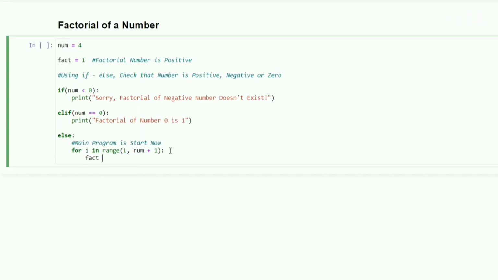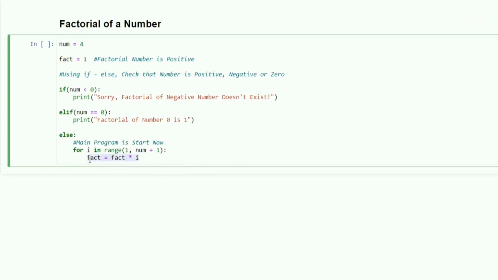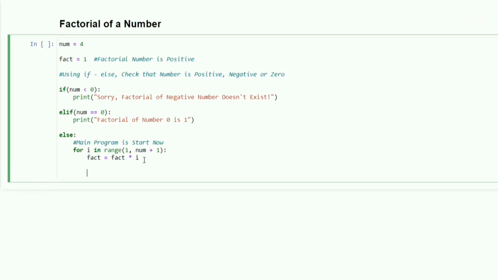Now this is the main formula of factorial: fact equals fact multiplied by i. Now understand this. The given value of fact is 1 and the loop also starts from 1. So fact is 1 and i is also 1. So 1 times 1 equals 1.